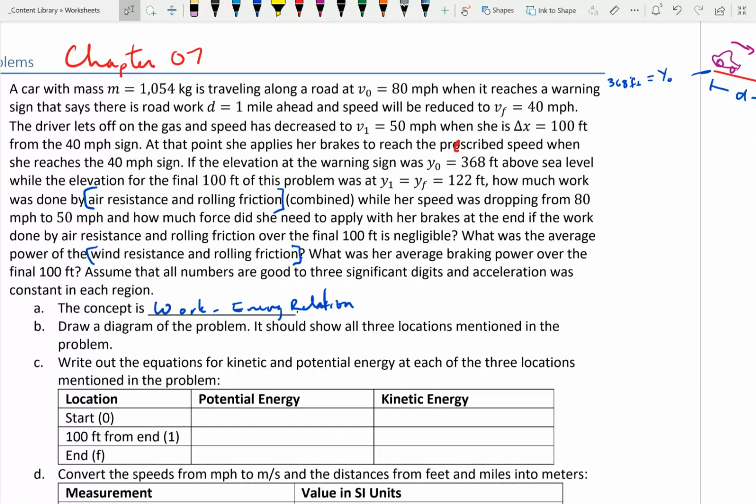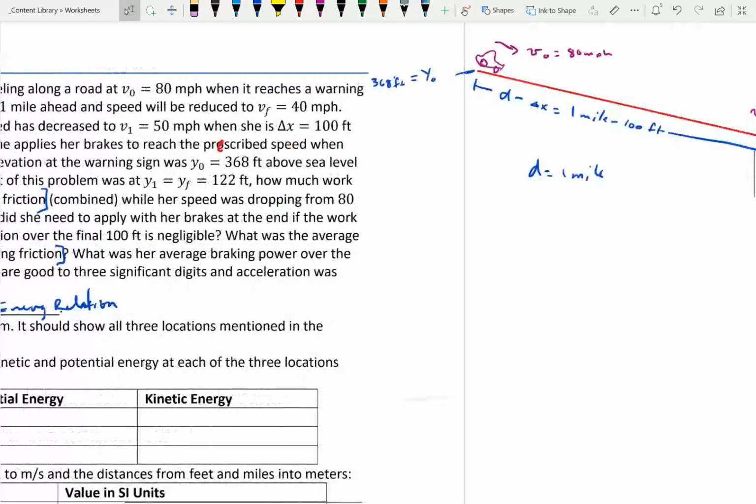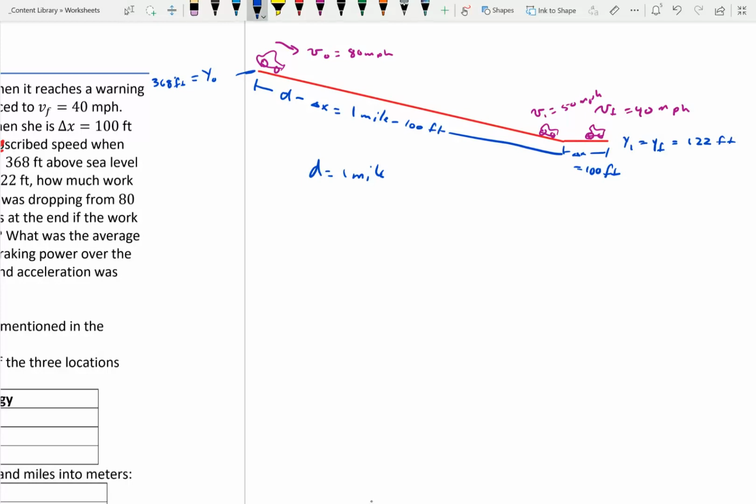Write out the equations for kinetic and potential energy at each of the 3 locations mentioned in the problem. So I have here initial kinetic energy is 1/2 mass of the car times initial speed squared. Initial potential energy is mass of the car times g times the initial elevation. Kinetic energy at the point where she's 100 feet from the end, 1/2 mass times speed 1 squared. Potential energy 1 is mass times g times elevation 1.